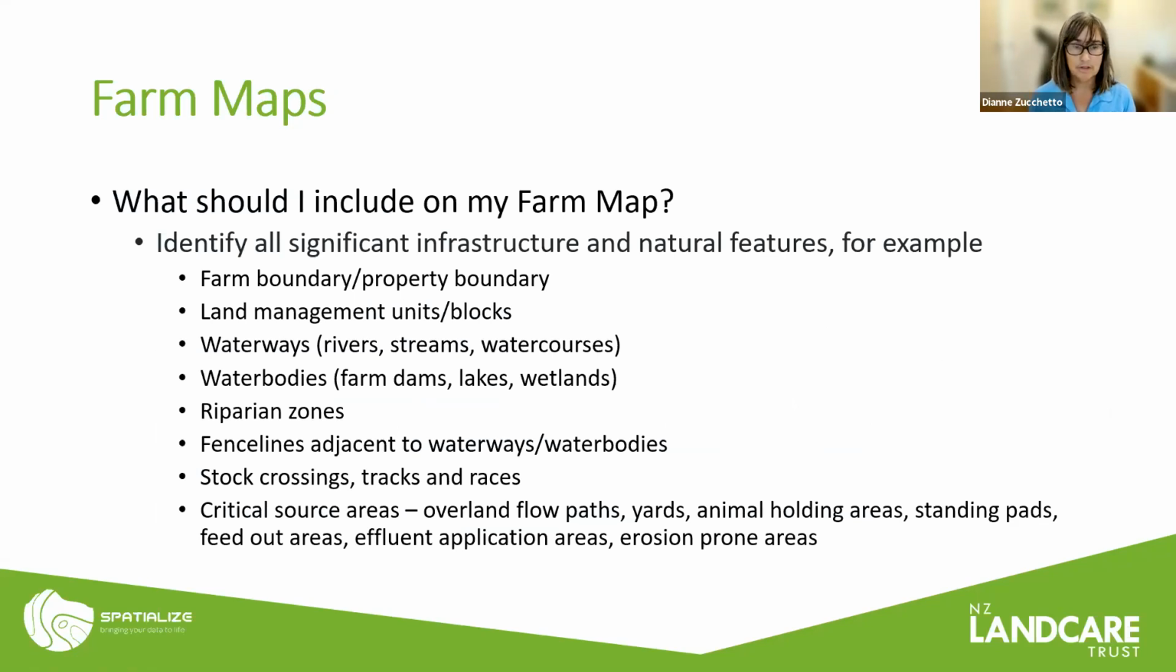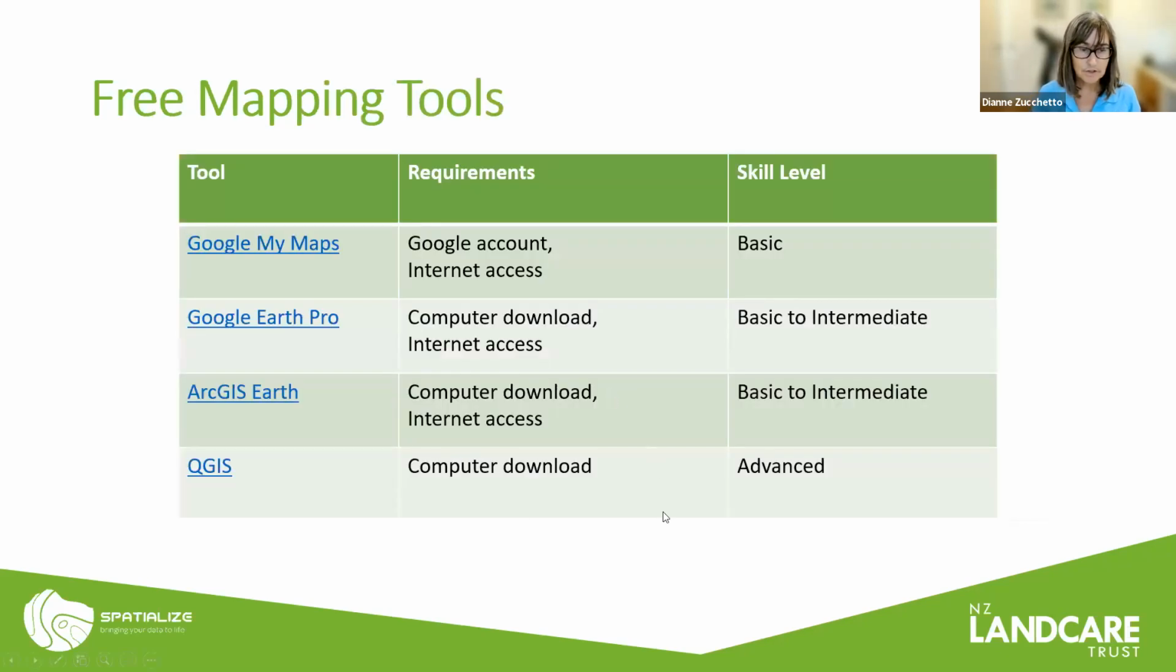You can start with your property boundary, your farm boundary, because these might be different, your land management units or farm blocks, waterways such as your rivers, streams, watercourses, your water bodies such as your farm dams, lakes and wetlands, riparian zones, fence lines adjacent to water bodies and waterways, stock crossings, tracks and races, and your critical source areas such as overland flow paths, yards, animal holding areas, standing pads, feed out areas, effluent application areas, erosion prone areas, etc. So to be able to make a farm map, there's several tools that you can use.